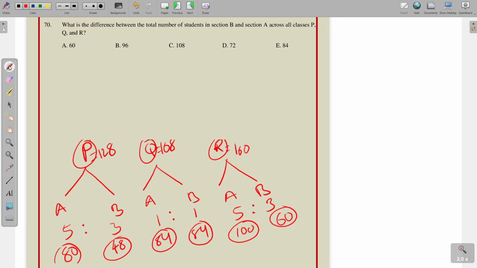What is the difference between the total number of students in section B and section A, for all classes P, Q, R? For the difference of section A and section B, for P it is 32, for Q it is 0, and for R the difference of both the sections is 40. So this total is now 72.